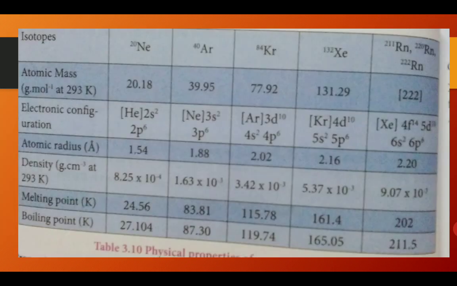The next, see the next tabular column: the isotopes, atomic mass, electronic configuration, very important. That is, all will have octet structure, ns2 np6: 2s2 2p6, 3s2 3p6, 4s2 4p6, like that. All the inert gases have completely filled 8 electrons in the outermost shell. Then atomic radius is also given, density, melting point and boiling points are given in the table. Just please go through that one also.